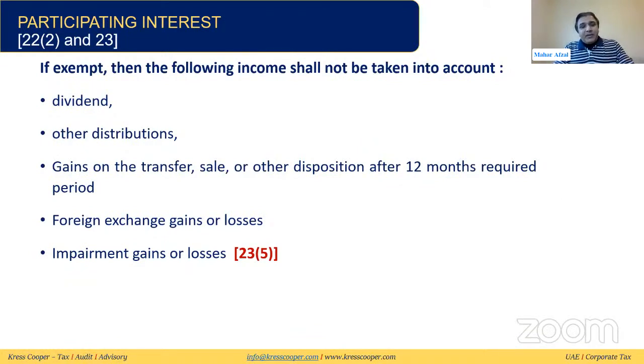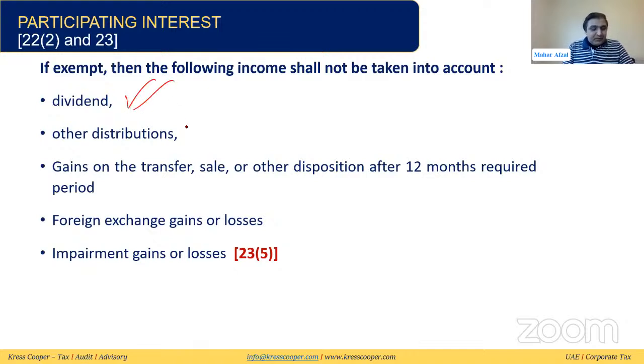So if the participation interest is exempt, then the following income shall not be taken into account. If all these conditions are fulfilled, as we have discussed, 5% for an uninterrupted period of 12 months, and income subject to tax at 9% along with 2 other conditions, then if the taxable person is receiving any dividend, any profit distribution, gain on the transfer, sale, or disposition after 12 months required, foreign exchange gains and losses, impairment gains and losses related to participation interest, all this income will be exempt. It will not be considered to arrive at the taxable profits.